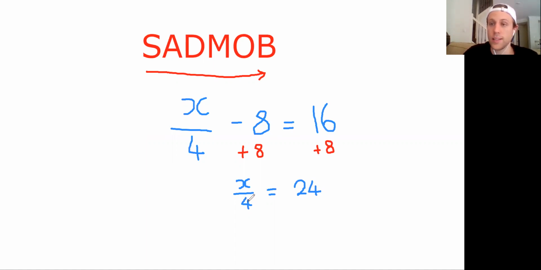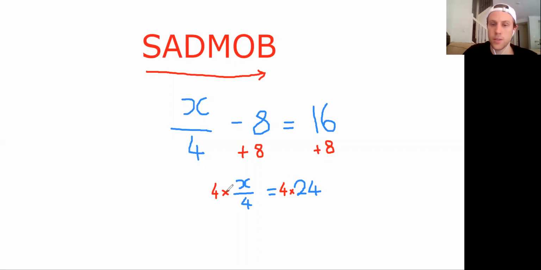Now, we need to start thinking about what do I have next. So I work my way across SADMOB and go, okay, no additions. I do have a division though. I have a division by 4. So my focus is going to be, how do I get rid of division of 4? And we got to think, okay, what's the opposite of division? We look at next to division, it's multiplication. So that means I'm going to have to multiply both sides by 4, like so.